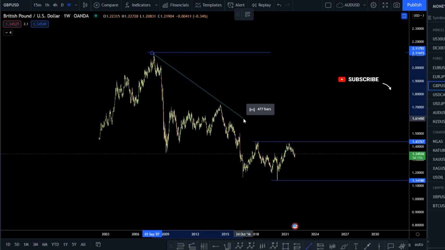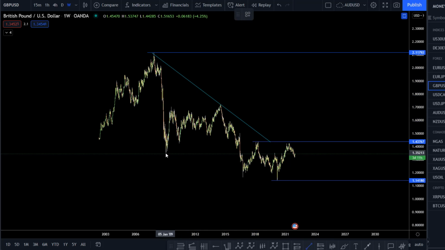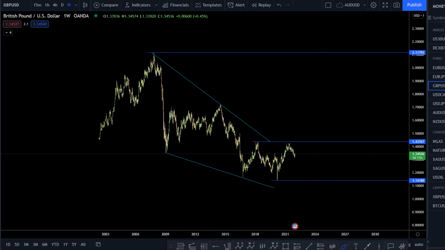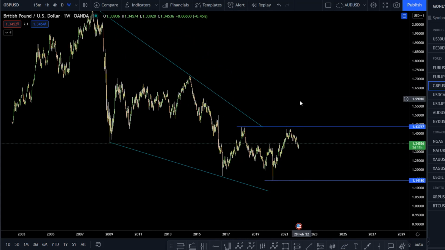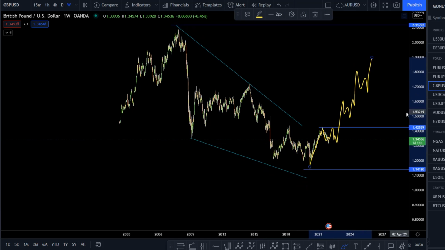When you look at this, it looks like it could be some kind of three-wave structure, right? Take a look. Impulse, correction, impulse, and this is a smaller degree, right? Here, take a look. When you look at patterns, there are many different outcomes and scenarios. Let's just take this, let's put it down here. This could be the first impulse of something larger, right?